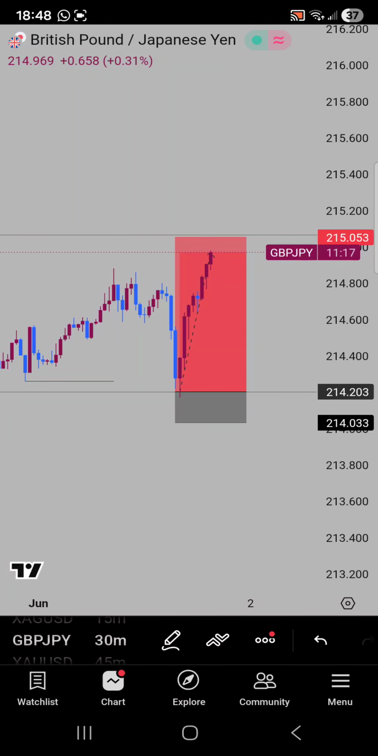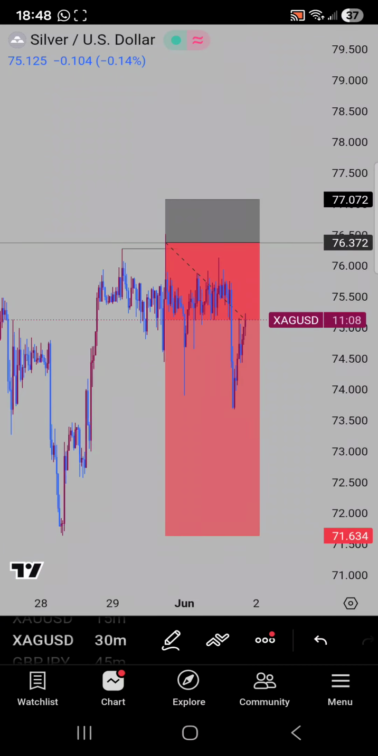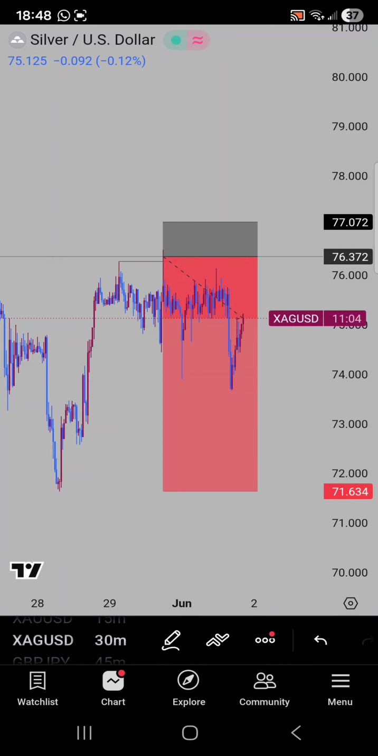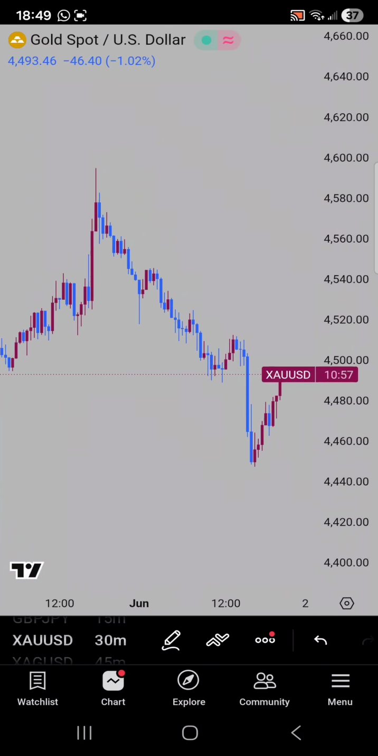I had my analysis on some trades too, which didn't go well. I had analysis on gold, although I've deleted the gold chart. This is silver. I had this analysis on silver. I didn't take the trade. If I had taken the trade, I would have closed the trade probably. I don't know. I had analysis on gold, which I didn't take.